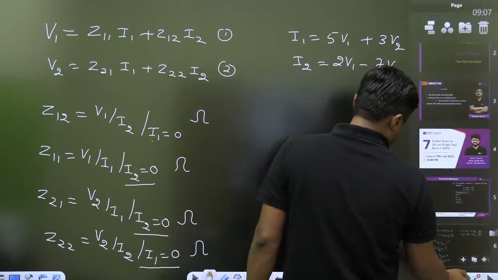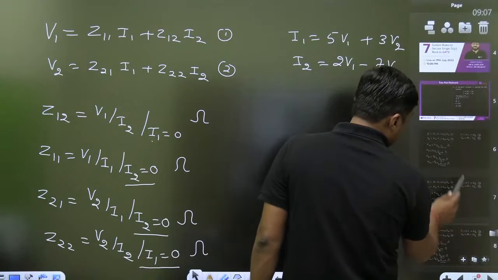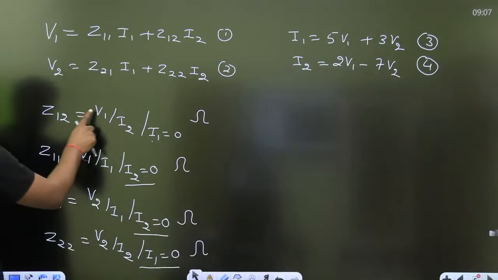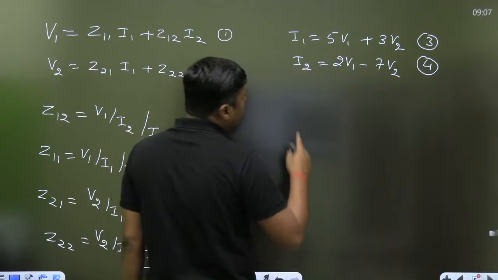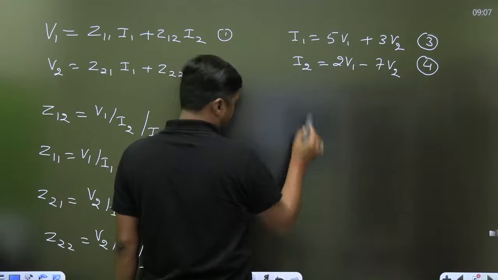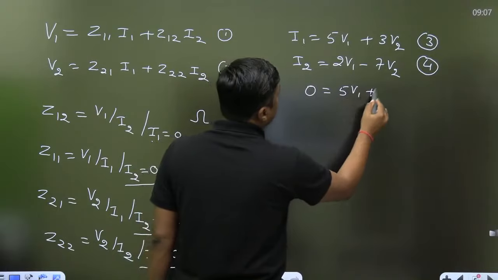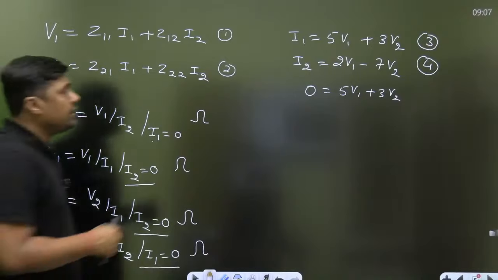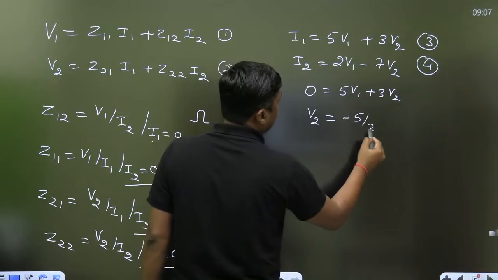One by one. First method, very simple method. Apply the condition. What is the Z12? V1 by I2 with I1 equal to 0. We have to find V1 by I2. First of all put I1 equal to 0. It will become 0 is equal to 5V1 plus 3V2. Now we have to find V1 by I2 and that's why remove V2. So V2 is nothing but minus 5 by 3 V1.